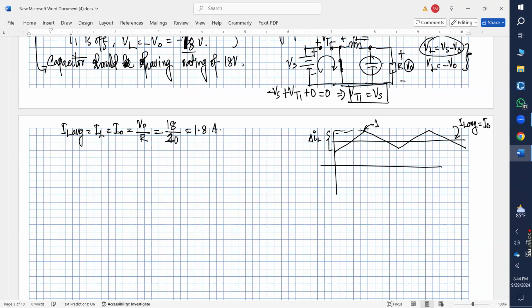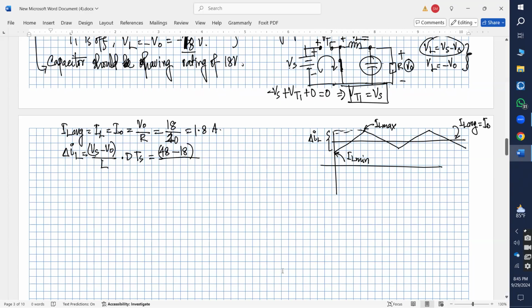So that was my IL max, and this point was my IL min, right? So del IL during the charging period, what was that? It was (Vs minus V naught) over L, multiplied by D into Ts, right? So what is my Vs value? Vs value is 48 minus 18, divided by L.